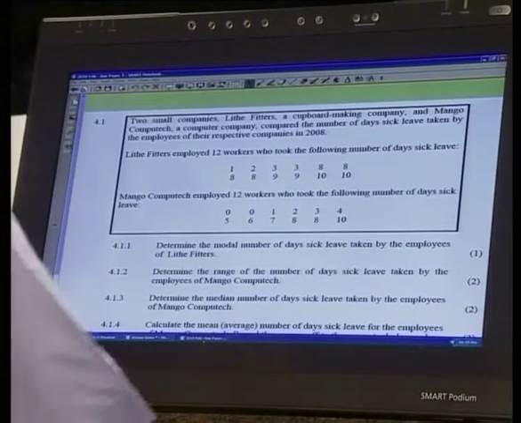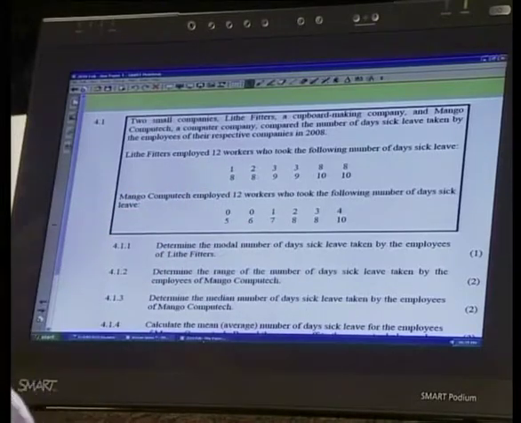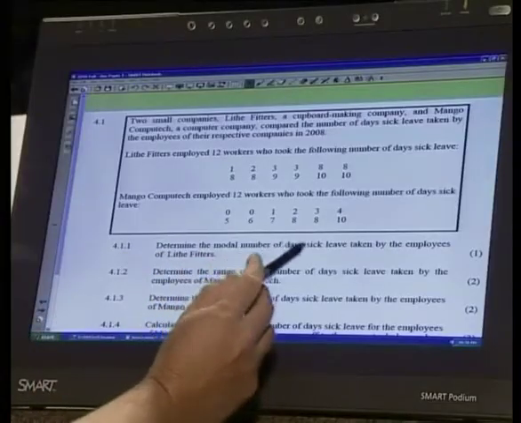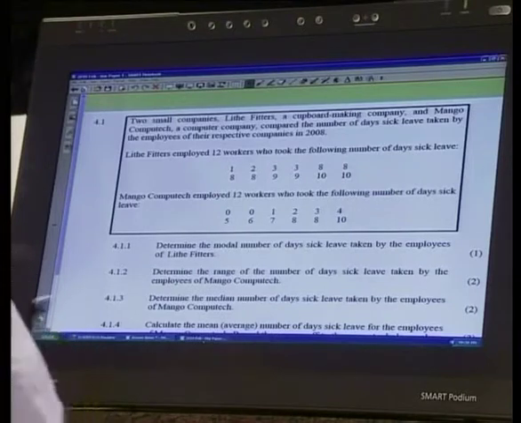Okay. Now, based on this, let's do a little bit of stats. Like I said, we're just touching on the basics here. Now, question 1. Determine the module number of days sick leave taken by the employees of Lath Fitters. Now, folk, I want to say this to you, that the one goal of an examiner is this. Do you know the difference between mode, mean, and median? And do you know what the range is? Now, he just needs to ask that question once. He doesn't need to ask it twice.